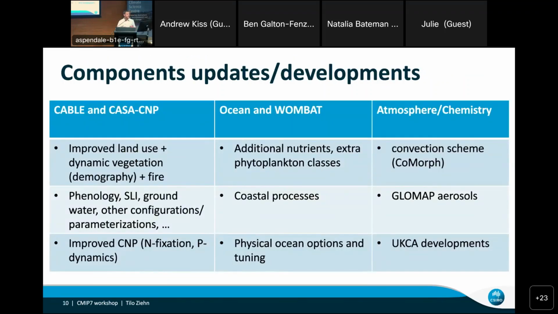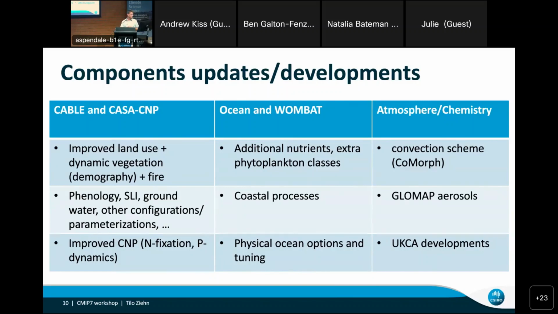That's my last slide. So far, we've only talked about updating components or changing resolution options. We haven't really talked about the science yet. So this slide just lists a couple of options for the land on the left-hand side. So we're currently thinking about an improved land use change scheme, dynamic vegetation and fire. And again, Ian will talk about this in more detail.